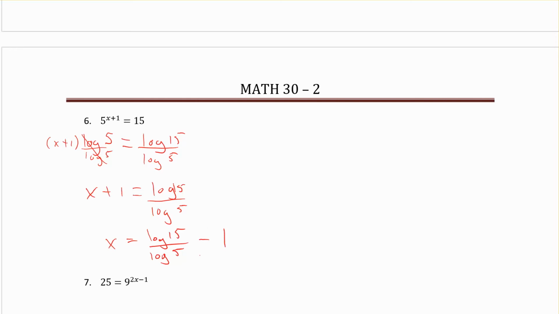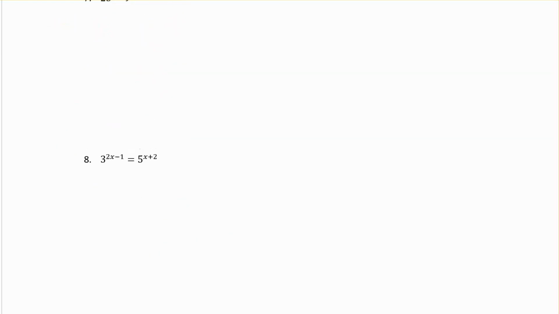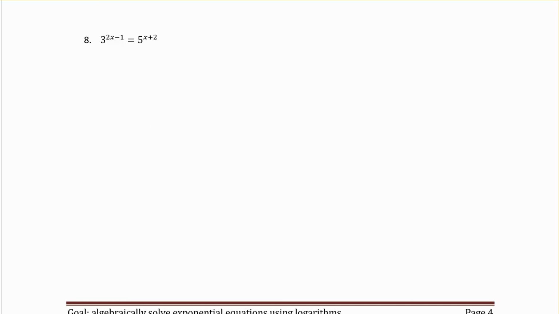I think you'll be alright with that. Just remember though that this is log base 10, I guess. You might forget that. All of them are. Okay, and then 7 is similar to that one, so I'll let you do that one. And 8, I'll let you do on your own too.